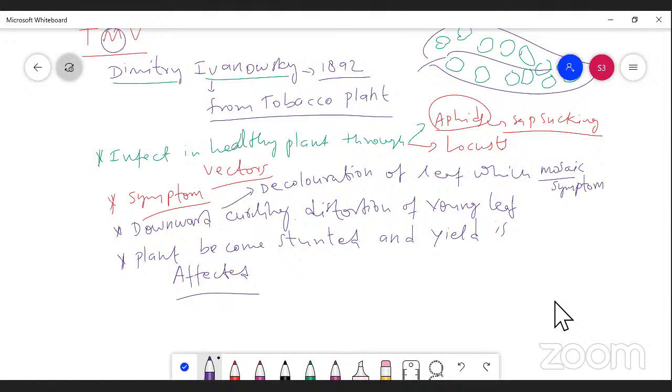That's all about this topic. Please just recall this topic. The first is the virus, the second one is classification of virus.